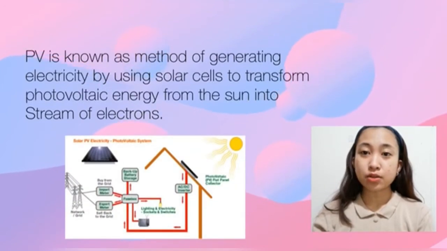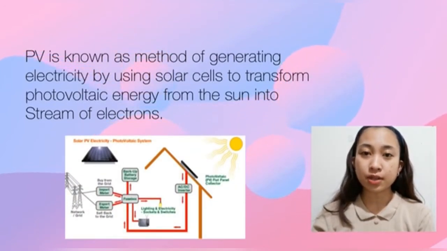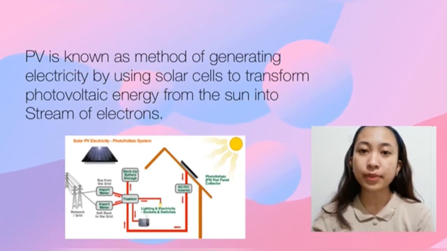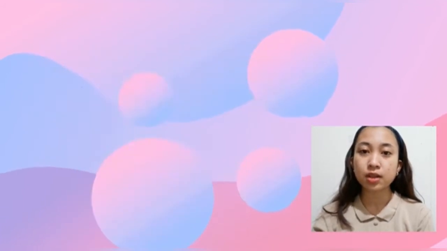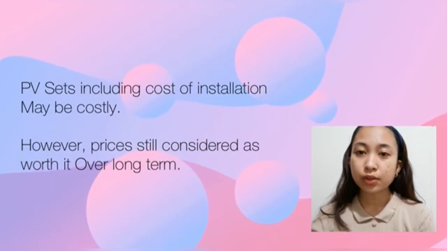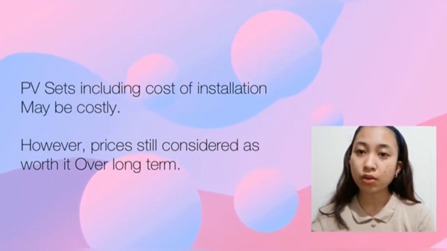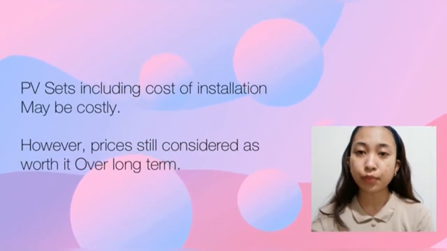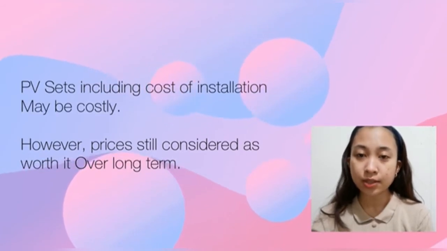Photovoltaic is best known as a method of generating electricity by using solar cells to transform photovoltaic energy from the sun into a stream of electrons. Photovoltaic, including cost of installation, may be costly, but looking over the long term, the price may still be considered worth it.